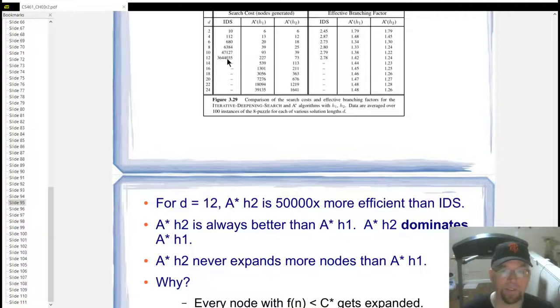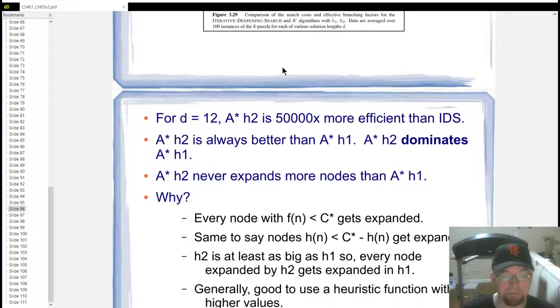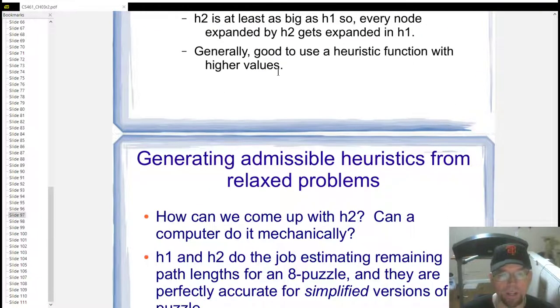With iterative deepening search, if you find your solution at depth 12, that's 3,600,000 some odd nodes you had to generate. That's a heck of a lot slower than A star search with the H1 heuristic, or A star with H2. Which one do you think you'd rather have power your AI for a game? Which one do you think is going to run faster? I mean, look at that. The difference in performance is profound. Okay.